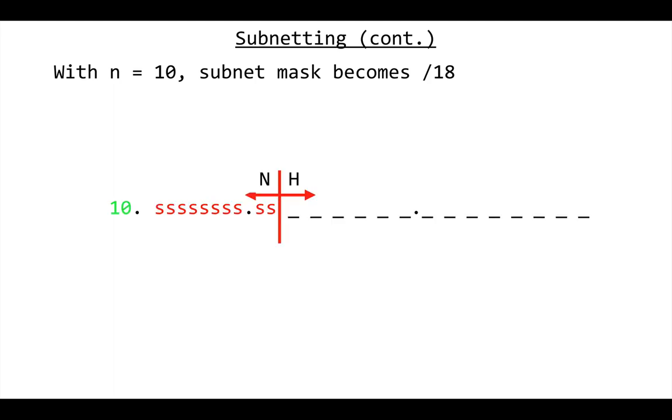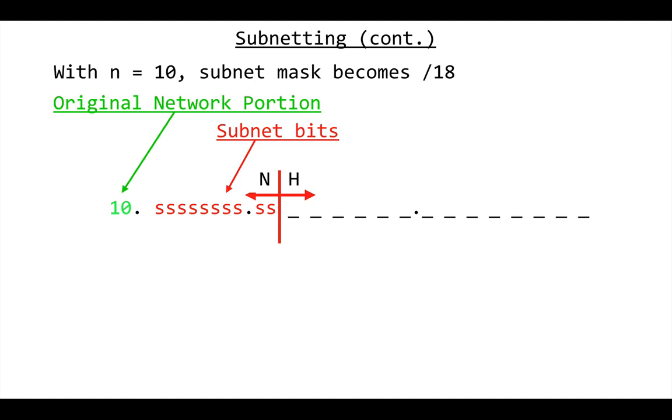So what we have is going to look like this. The 10 in green is the original network portion we had. These S's in red are the subnet bits. So notice it's all the second octet. And it expands over 2 bits into the third octet, which I don't think we've seen that happen before. And the remaining 6 bits of the third octet and all 8 bits of the fourth octet are what is going to become the host bits for our new subnet.